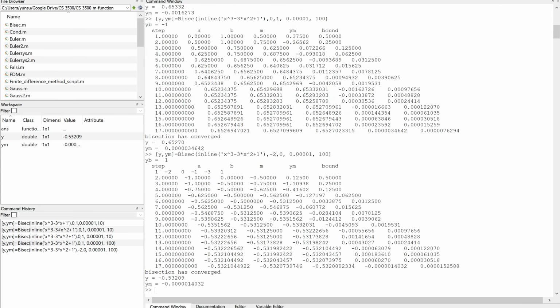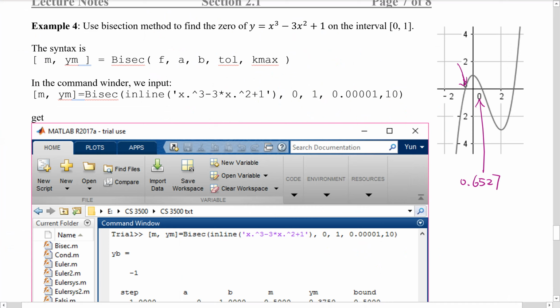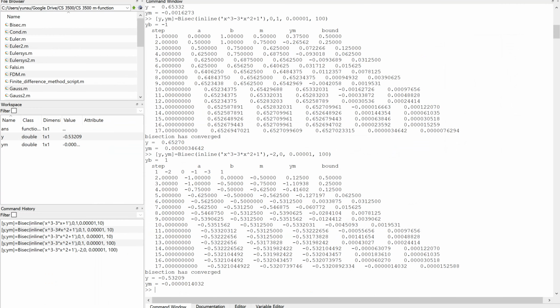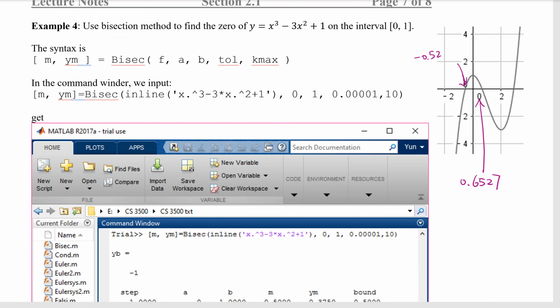Okay, so let's enter. So the bisection method converges, and our answer is negative 0.5209. Here negative 0.52, I forgot, 53209. Negative 0.53209. Okay, we can also find this bigger root.